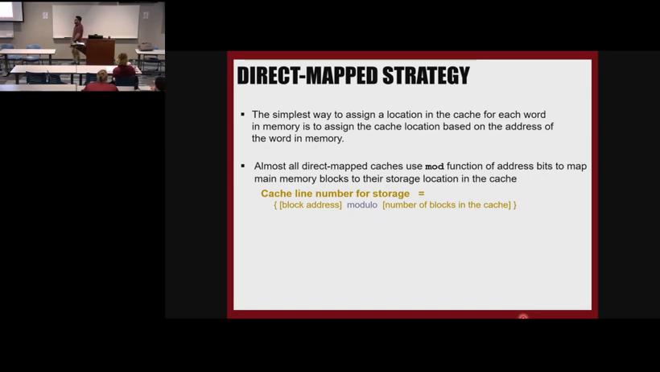One strategy, one type of cache that is very well known, is a direct map cache, or the direct mapping strategy. It's very straightforward. It's actually the simplest way of addressing a location in the cache, and for each word in the memory, we have a specific address in the cache. So every block in the main memory has a specific address in the cache as well. How do we find the cache line where the content of the main memory that we want to access exists? It is through a simple mod function. The cache line corresponding to a block address in the main memory is equal to the block address modulo the number of blocks in the cache.